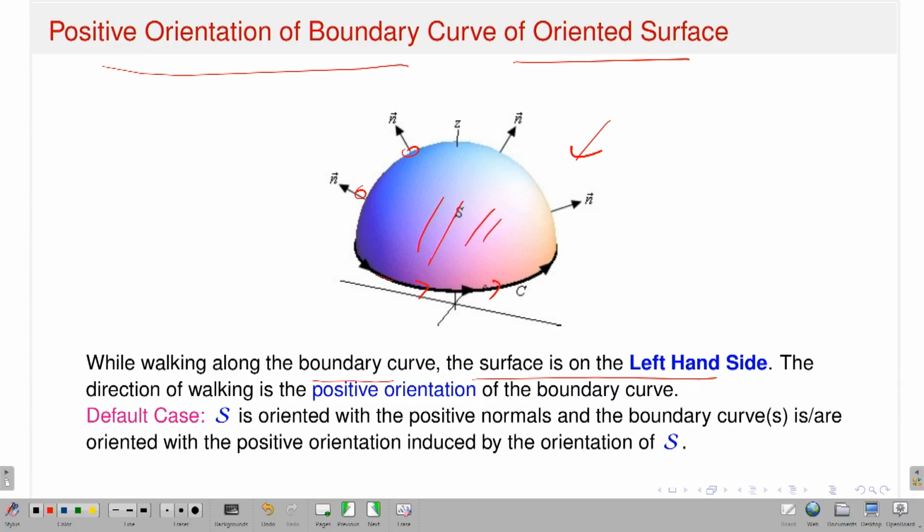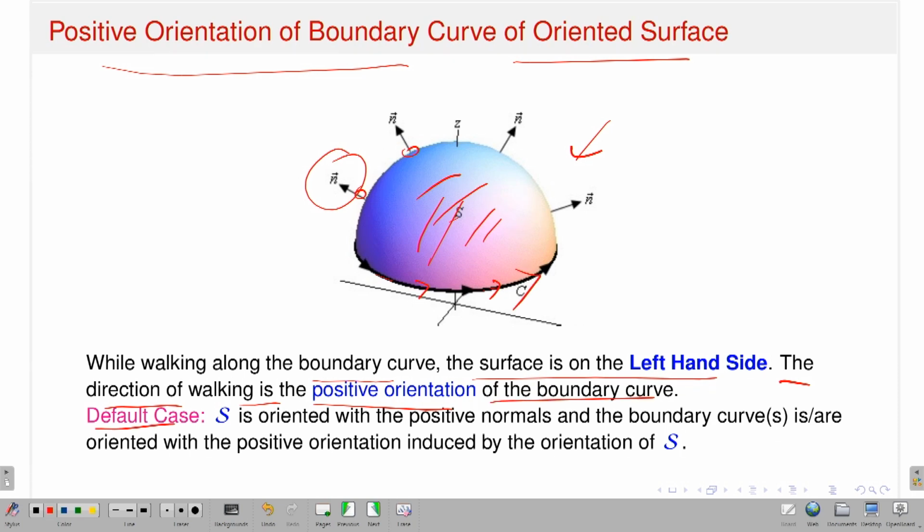So therefore if I move in this direction, with my head in the direction the normal is pointing, upward, and I move in this direction, on the left hand side I have my surface. So therefore I am talking about the positive orientation of my boundary. That means the direction of walking is the positive orientation of the boundary curve.